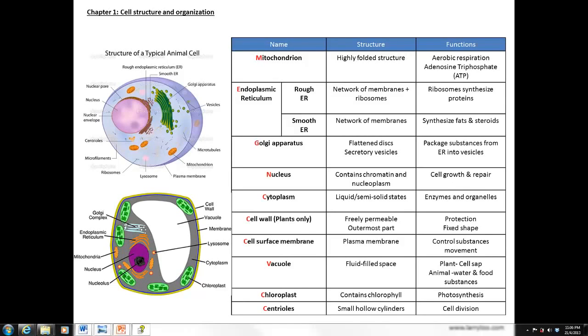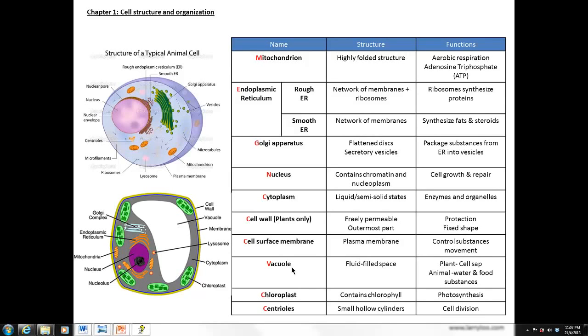Cytoplasm is the liquid substance found in the cell, and it also can exist in a semi-solid state. It contains enzymes and organelles which are important constituents of the cell. Cell wall, which is only found in plant cells, serves as the outermost covering of the plant cell, and is freely permeable. Its tough exterior gives the plant protection and a fixed shape. The cell surface membrane is a plasma membrane which controls substances in and out of the cell through processes such as diffusion and osmosis, which we will see later in chapter 2.